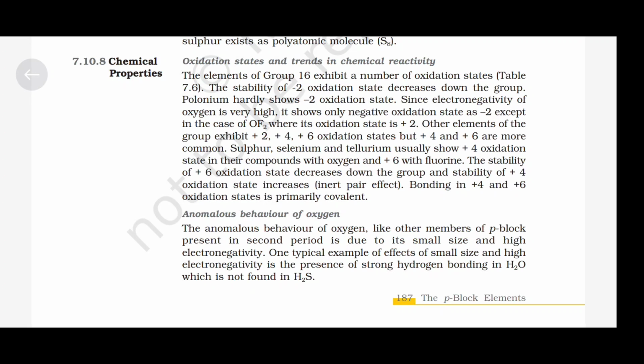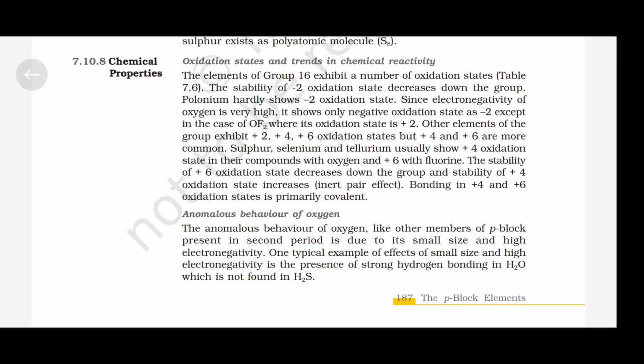Since electronegativity of oxygen is very high, it shows only negative oxidation state as -2, except in case of OF2, where its oxidation state is +2. Other elements of the group exhibit +2, +4, +6 oxidation state, but +4 and +6 are more common. Sulfur, selenium and tellurium usually show +4 oxidation state in their compounds with oxygen and +6 with fluorine.